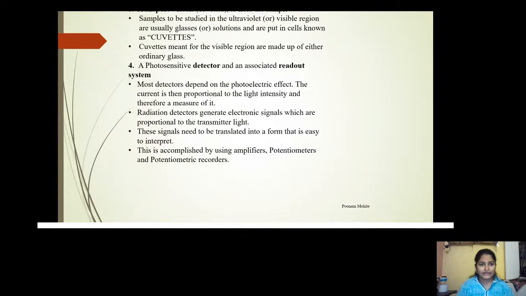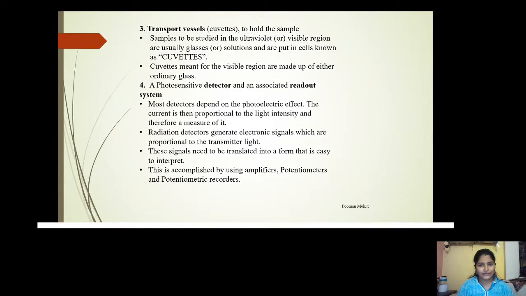The most essential part of this instrumentation is the cuvette, which holds the sample. Samples to be studied in the ultraviolet or visible region are usually gases or solutions and are put in cells known as cuvettes. Cuvettes for the visible region are made of ordinary glass.